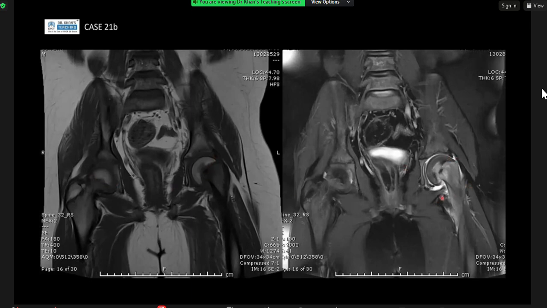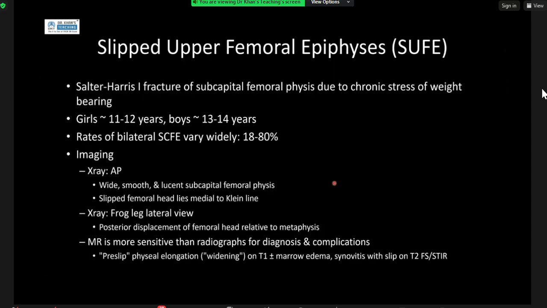And with reactive edema, the important thing to note is whether there's a slip on the other side, because one slip can herald another slip. And I can't remember what percentage of it is bilateral. It might be in the next slide. Yep, so 18 to 80%. Often we call it a Salter-Harris 1 fracture because it's through the growth plate or the physis. And there is chronic stress or weight bearing. Often it's children who are a bit bigger, with higher BMI.